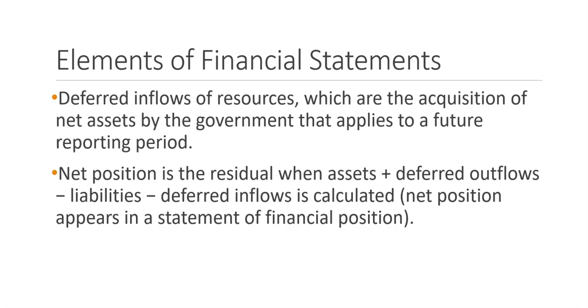So the net position appears in the statement of financial position, which is one of the main financial statements that governments prepare. So this is assets plus deferred outflows minus liabilities minus deferred inflows. Of course, recognizing that we don't have an equity section in government disclosure like we would have with a business. There are no stocks. There is no income that we're saving. So there's no retained earnings.